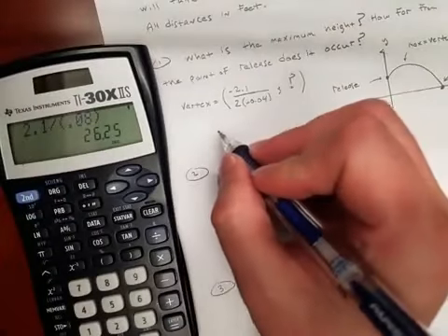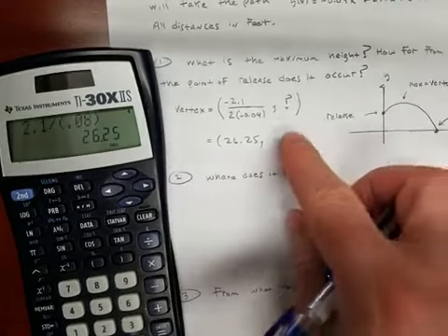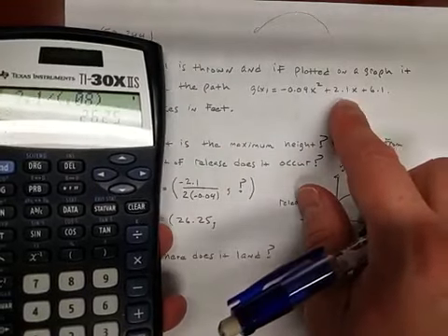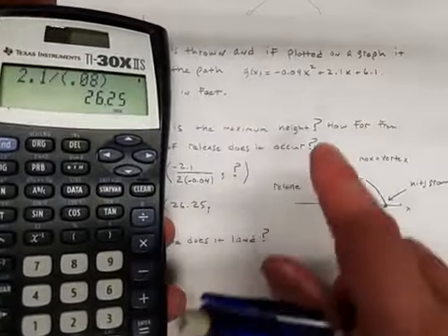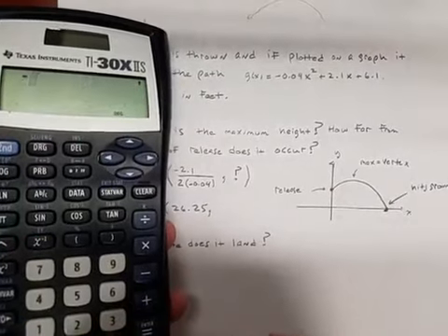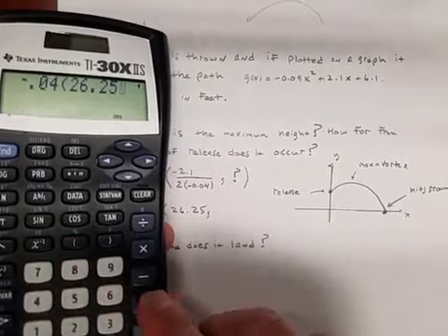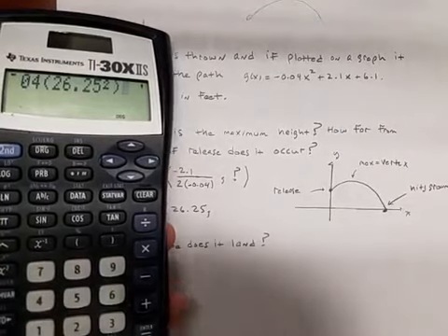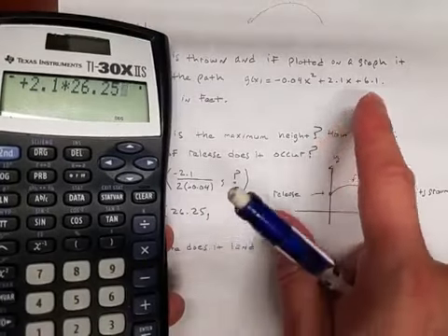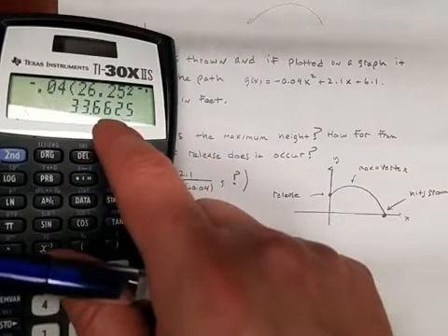So this is 26.25. And then what's the y coordinate? Well, what you have to do is take the x and put it into the equation, and you'll get the y that way. I got 26.25. That's the x that I'm going to put in. So negative 0.04 times 26.25 squared plus 2.1 times 26.25 plus 6.1. So I get 33.6625.